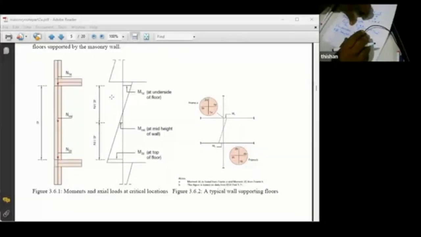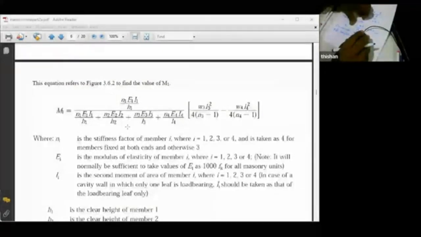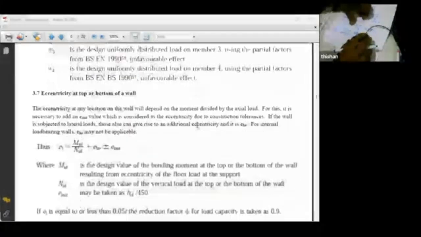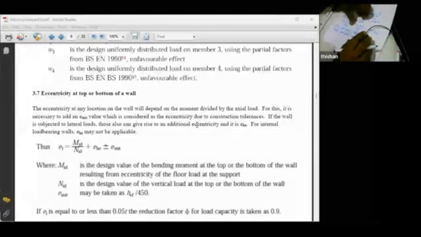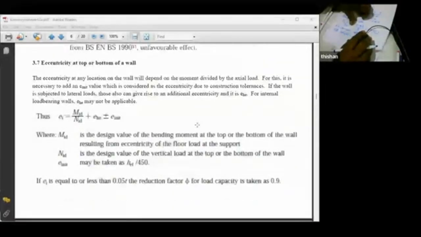And this is a calculation that you have to do when the loads from both sides are not equal. But here in our case, it's symmetrically loaded, so you don't have to really worry about this lengthy calculation to find the eccentricity at the top of the wall, because eccentricity at the top of the wall is zero. We are having similar spans on either side of the masonry wall, so that is not a major problem.